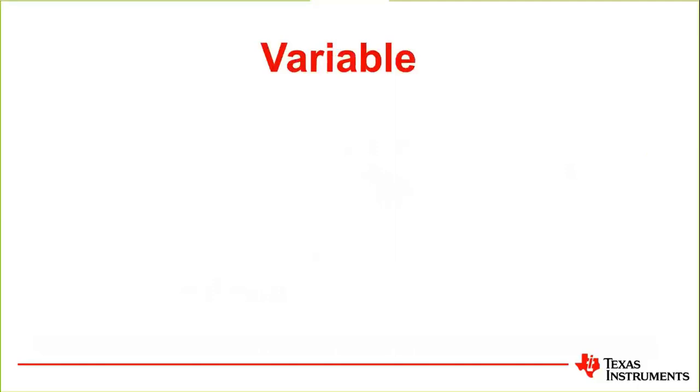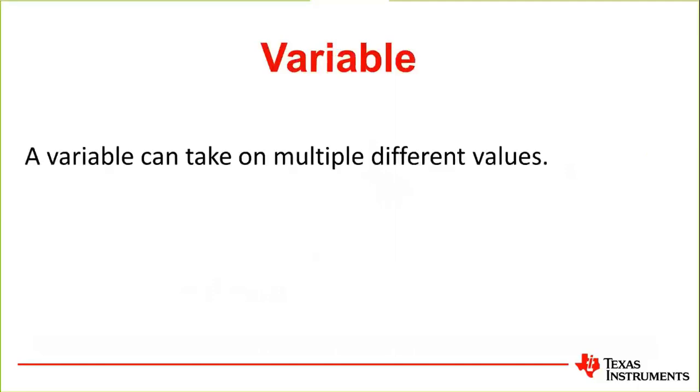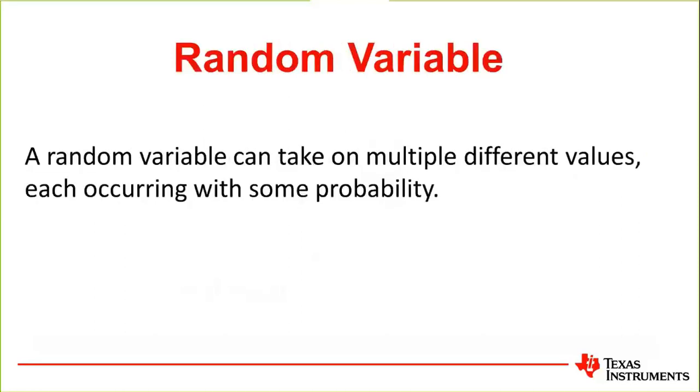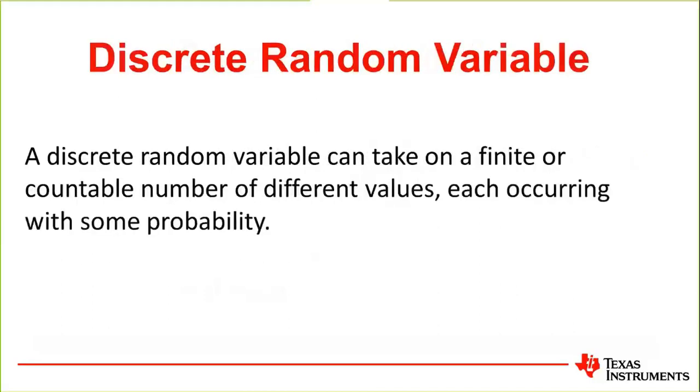So, for example, variable. They're used to variable from algebra, I hope. So a variable can take on multiple different values. They get that. What about a random variable? That's actually a little bit harder for students to understand. A random variable can take on multiple different values, each occurring with some probability. And finally, for our discussion tonight, discrete random variable. A discrete random variable can take on a finite or countable quantity of different values, each occurring with some probability.